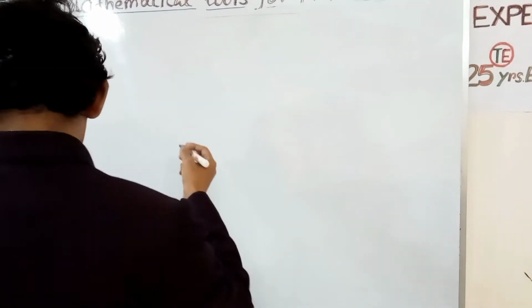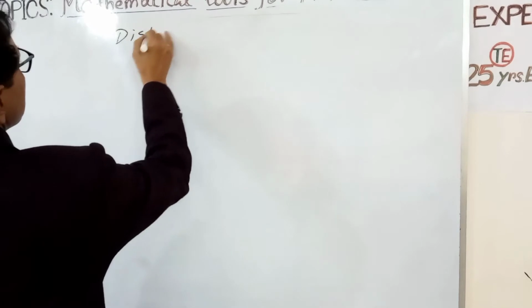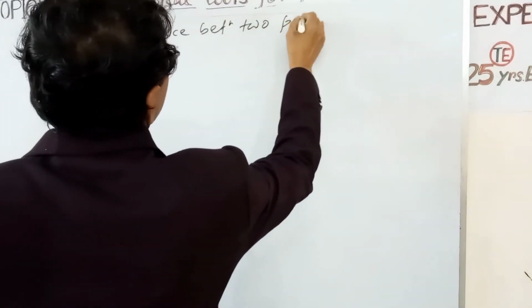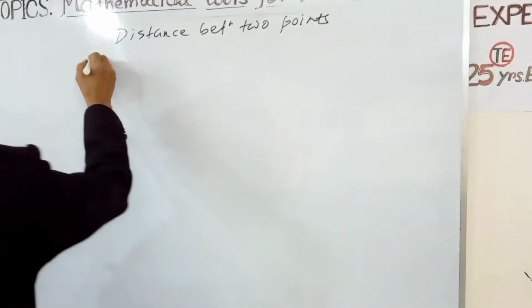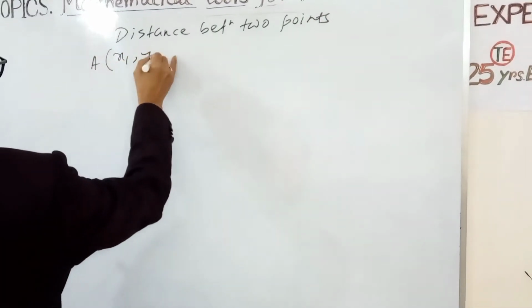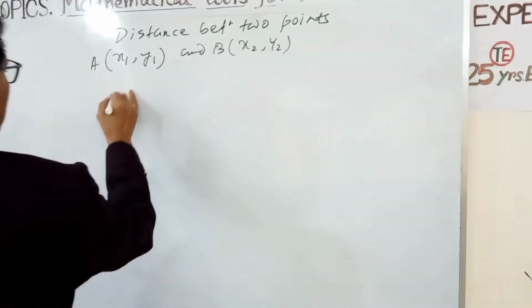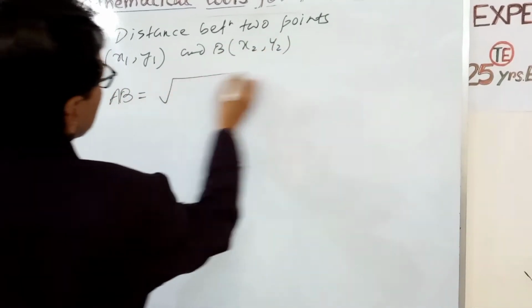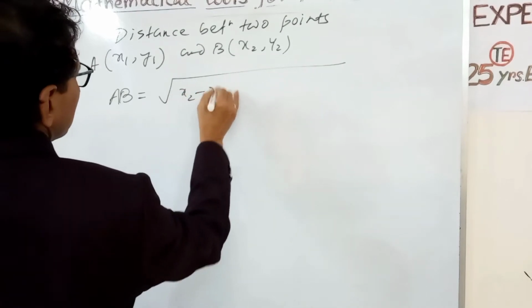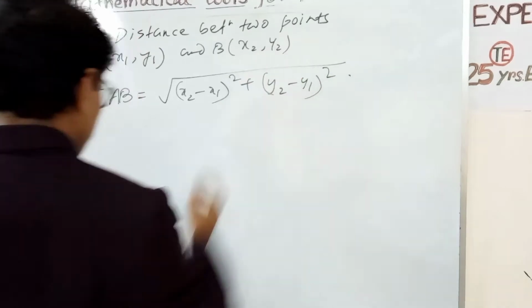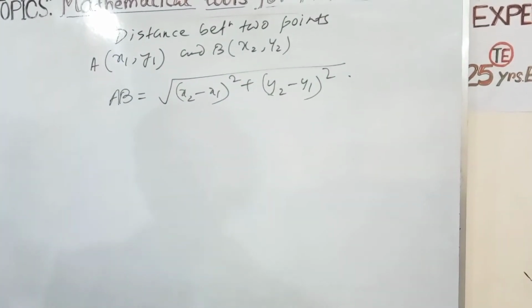We know the distance between two points. Suppose the distance between two points is given by this. This is the distance between two points.